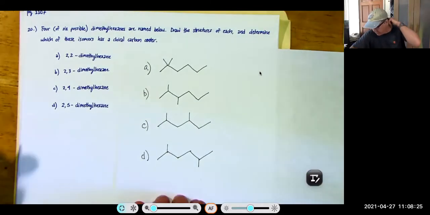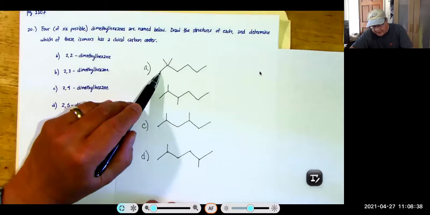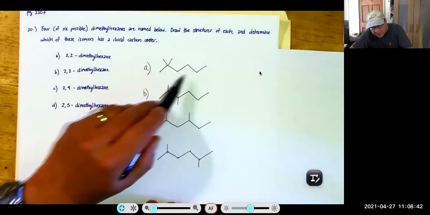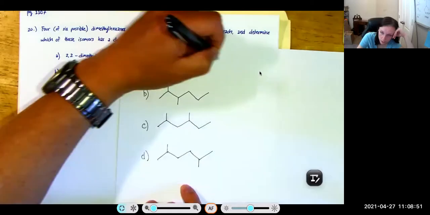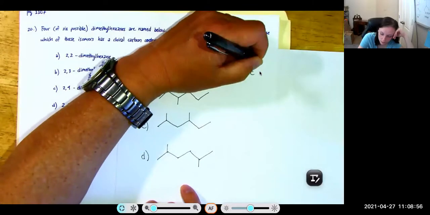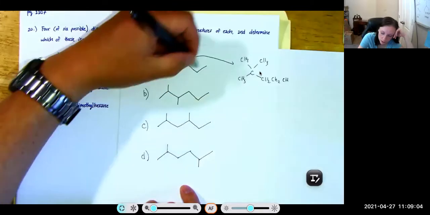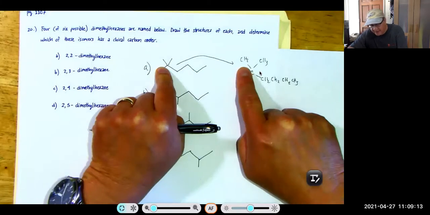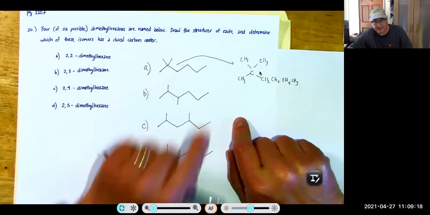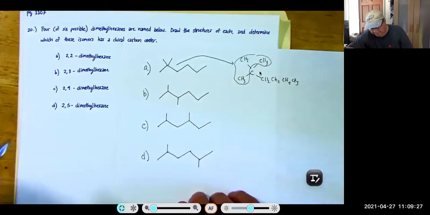Okay. Now, do any of these have 4 different things attached? First one, no, because this is CH3, CH2, CH2, CH2, CH3. But this carbon here, what about this one? It's attached to a CH3, a CH2, and an H. It's attached to a CH3, a CH3, a CH3, a CH2, CH2, CH2, and a CH3, right? Well, these are the same. Right. So, nope.